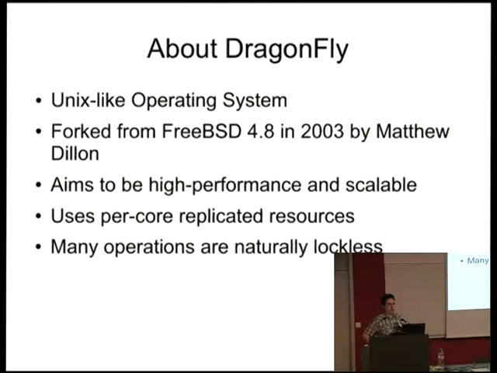DragonFly is a Unix-like operating system. It was forked from FreeBSD 4 about 10 years ago by Matt Dillon, who is sort of a computer genius. DragonFly aims to be high performance and scalable. It tries to scale differently to multiprocessor systems than most other Unix-like systems out there. It uses per-core replicated resources, and so many operations are naturally lockless.